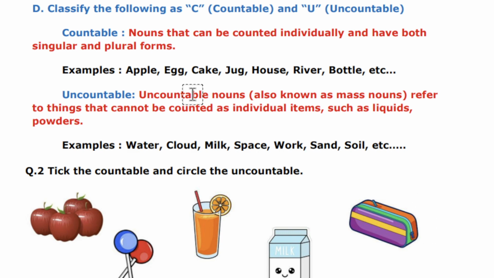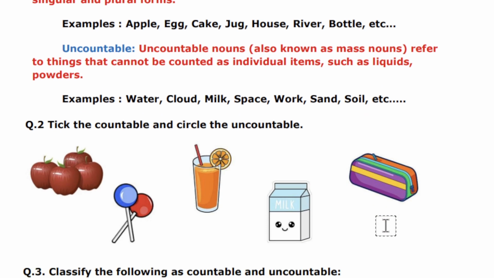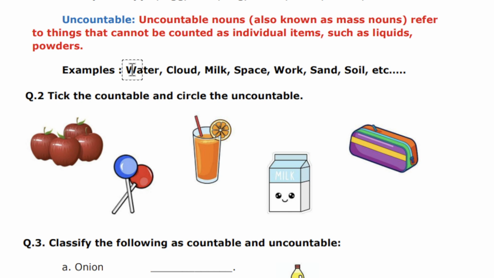Okay. For example, I have given countable and uncountable examples. For countable, apple, cake, egg, jug, house, river, bottle, etc. Students, you have to understand, you can count rivers. For example, Ganga, Yamuna, Godavari, Kaveri, you can count, but you cannot count the water. Okay, can you count the water? No, you cannot count the water, but you can count the river. So you have to understand the concept and then you can easily answer the questions. Okay. So next we have examples for uncountables, which is water, cloud, milk, space, work, sand, soil, etc.